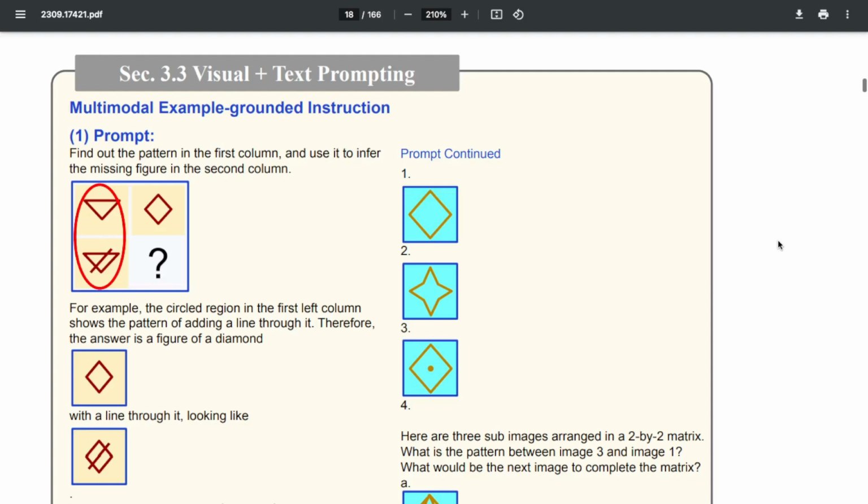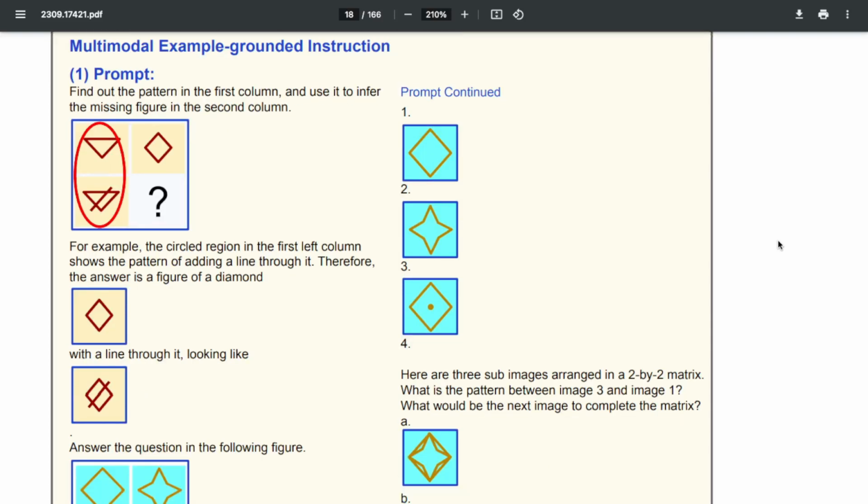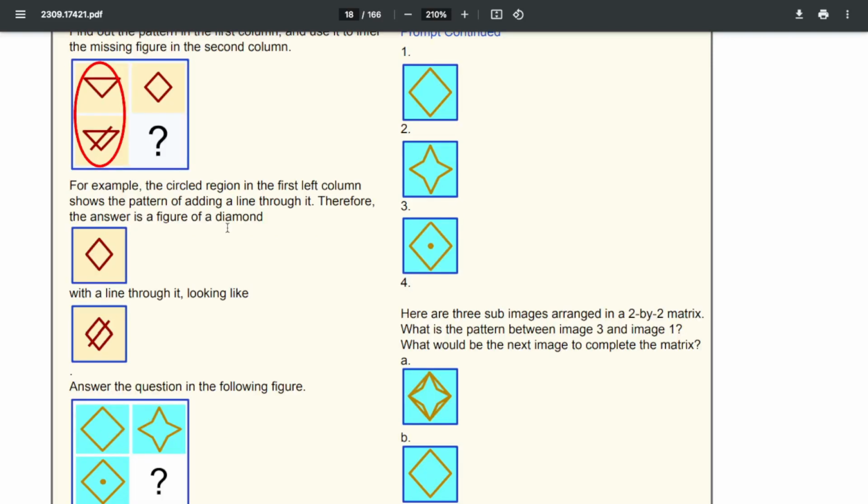The next one is multimodal example-grounded instructions. Find out the pattern in the first column and use it to infer the missing figure in the second column. So there's some pointing going on here as well. The predicted object should be a diamond with a line through it, looking like this.